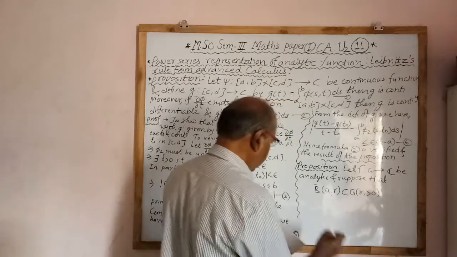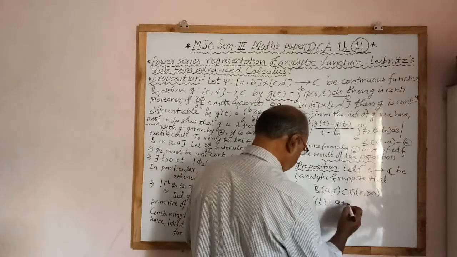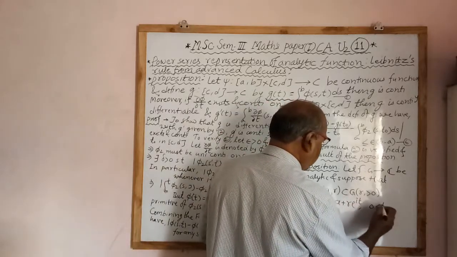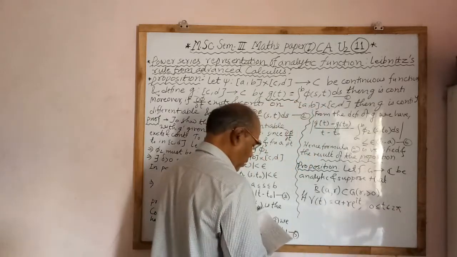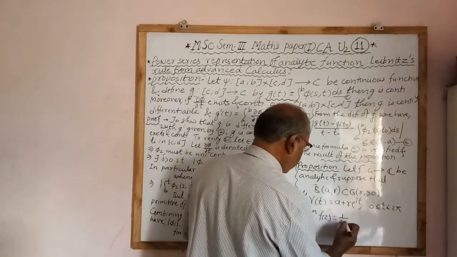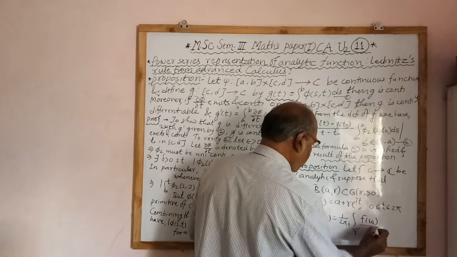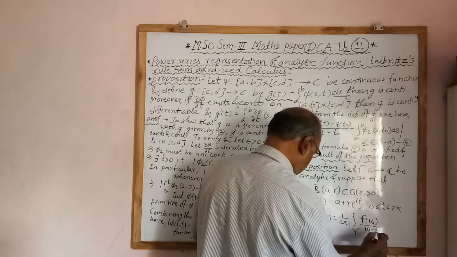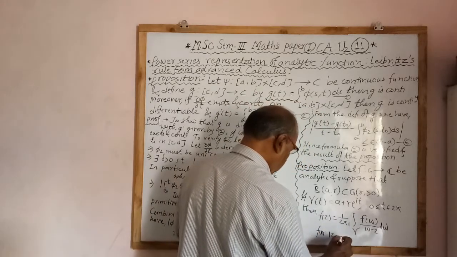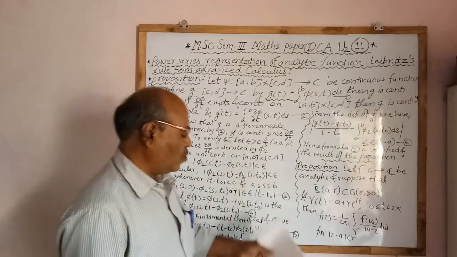Where r is greater than 0, if gamma of t equals a plus r e to the power i t, where t lies between 0 and twice pi, then f of z equals 1 upon 2 pi i times the integral over gamma of f of w divided by w minus z, dw, for mod of z minus a less than r. This is the proposition, which is the theorem we have to prove.